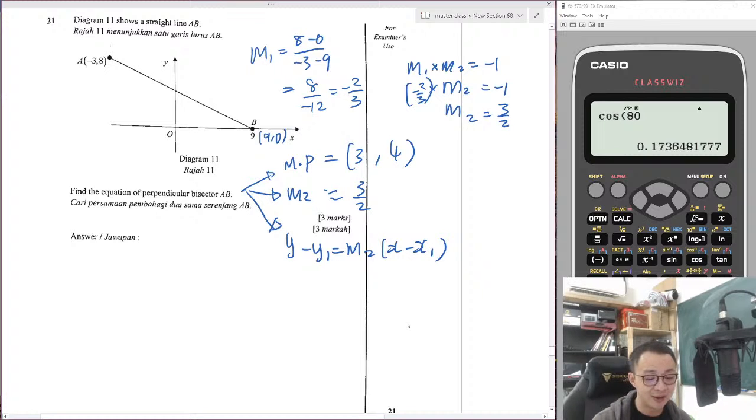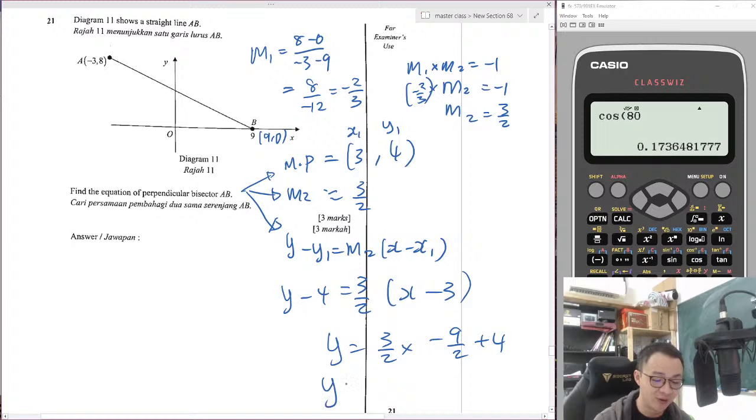Alright, then my x1 and y1 will be the coordinates of the midpoint here. So y minus 4 equals 3 over 2 times (x minus 3). Solve this one, I'm done. So this is 3 over 2 x minus 9 over 2 plus 4. You just solve this equation. This one will be 8, so we get 1 over 2.